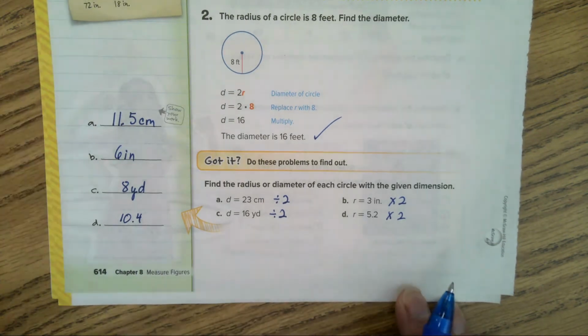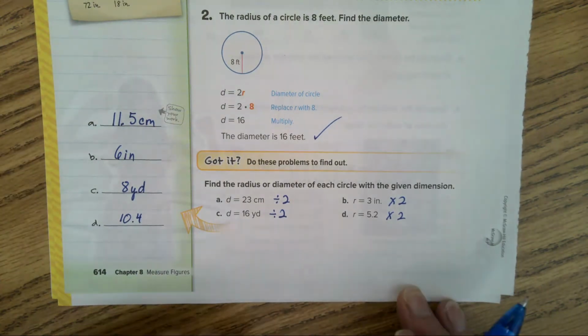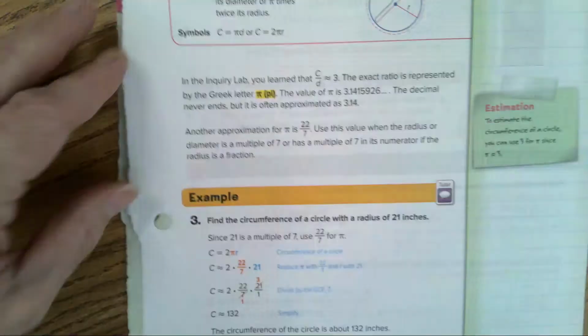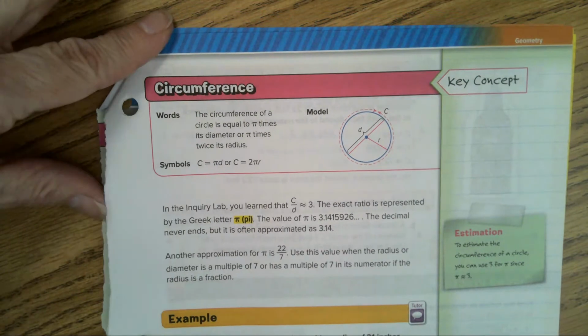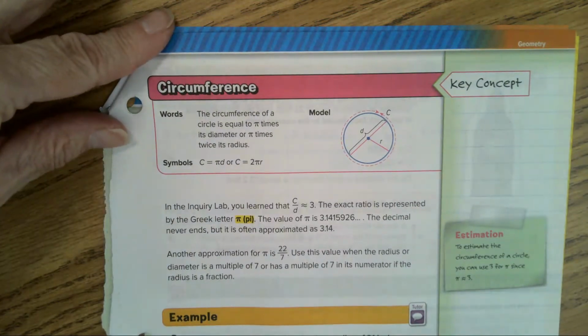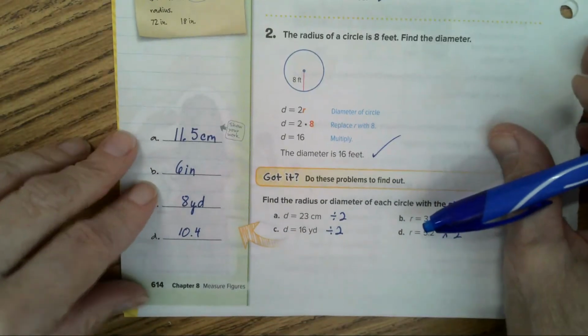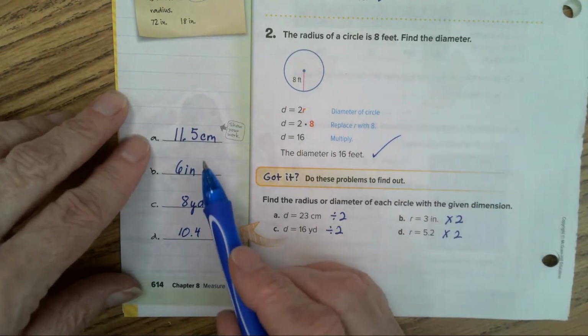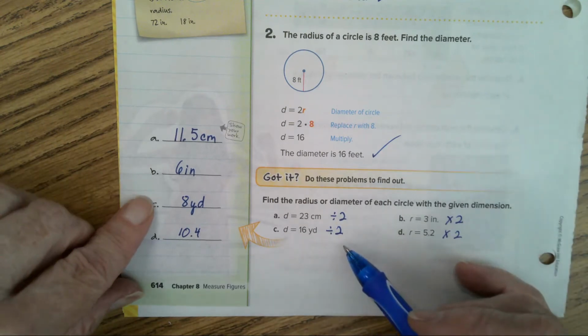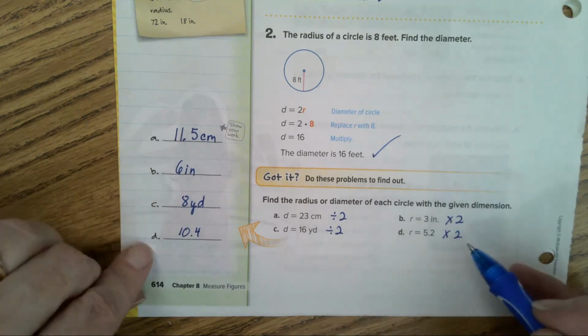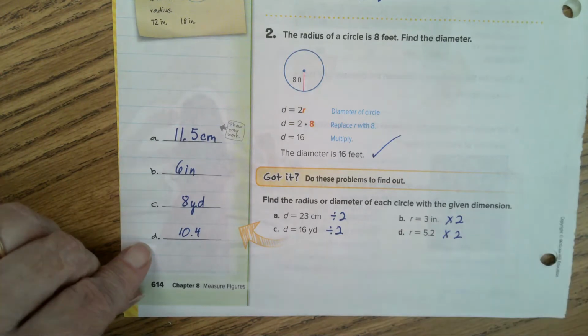Any questions? All right, now let's go to the next page, 615. Circumference of a circle. Yes? Can you go back to the other question? Divide by 2 is 11.5. Multiply by 2 is 6. Divide by 2 is 8 yards. Multiply by 2, 10.4.